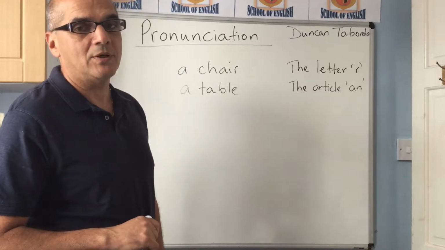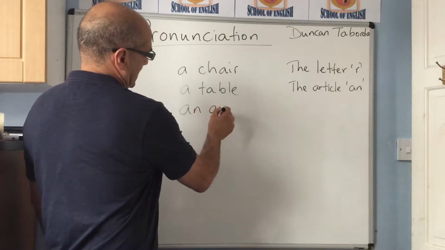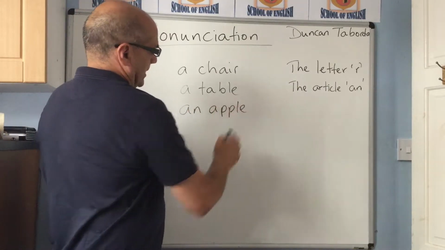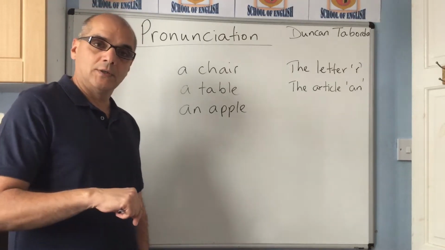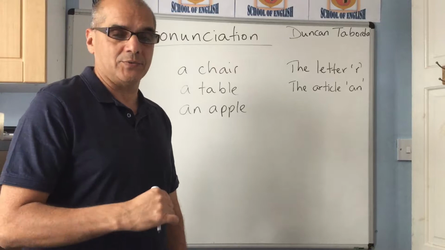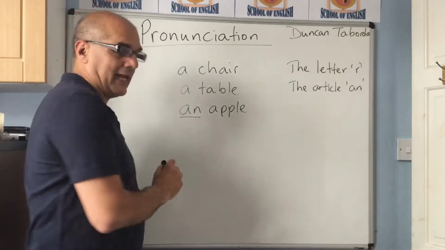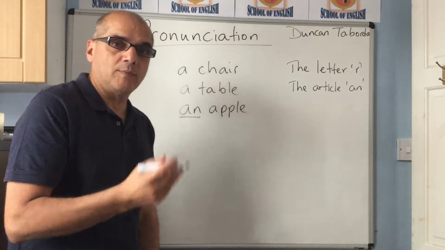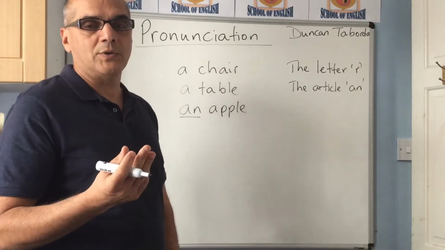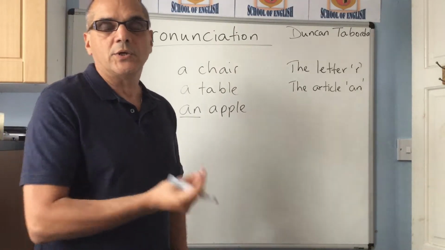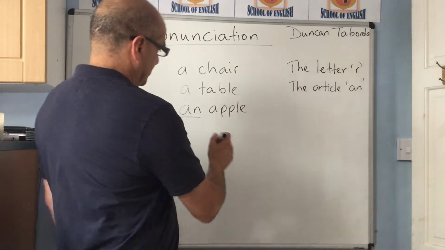Is it a apple or is it an apple? Apple does start with the letter A, which is a vowel. But it's also a vowel sound. Apple. So now I've got to use an. And you might say, well, that's going to be the case with every vowel. Anytime you have a noun that begins with a vowel, you're going to put an in front. But this isn't true. Let me give you an example.